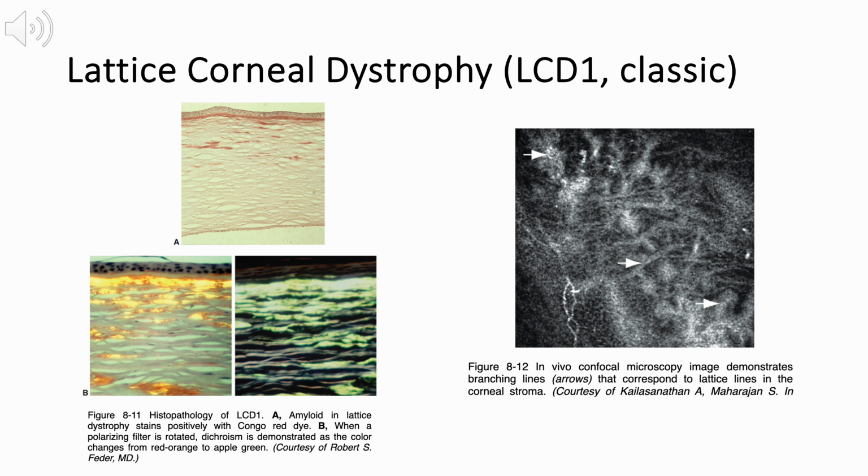On the right, in Figure C, we see an in vivo confocal microscopy image. Notice the bright, branching linear structures indicated by the arrows. These correspond directly to the lattice lines observed clinically in the corneal stroma. Confocal imaging is therefore very useful in confirming the diagnosis and correlating it with the clinical picture.